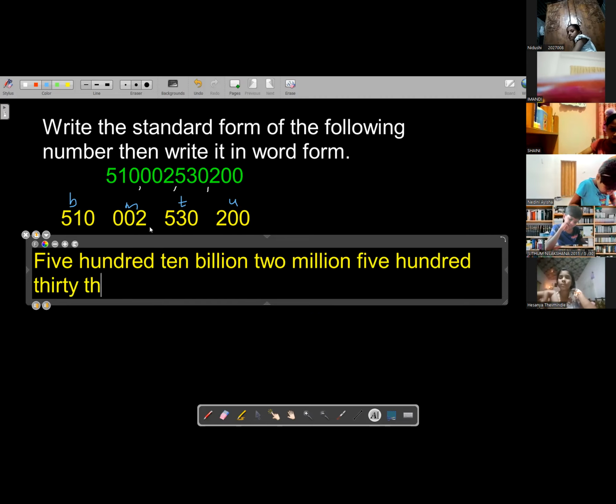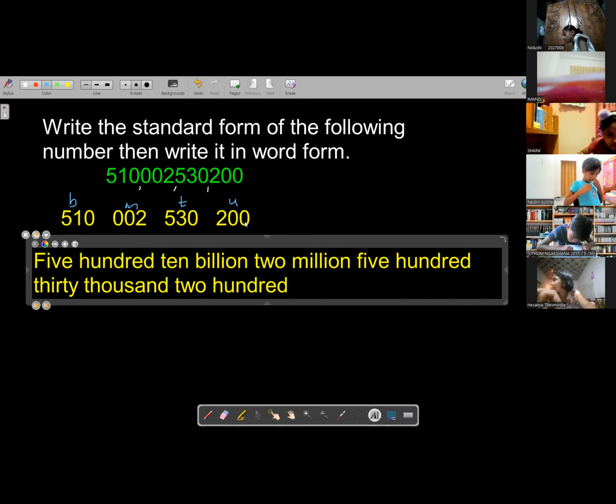530. Period name is 1000. The last period given 200. The period name is unit. It is not needed to write down the period name. So that's the answer.